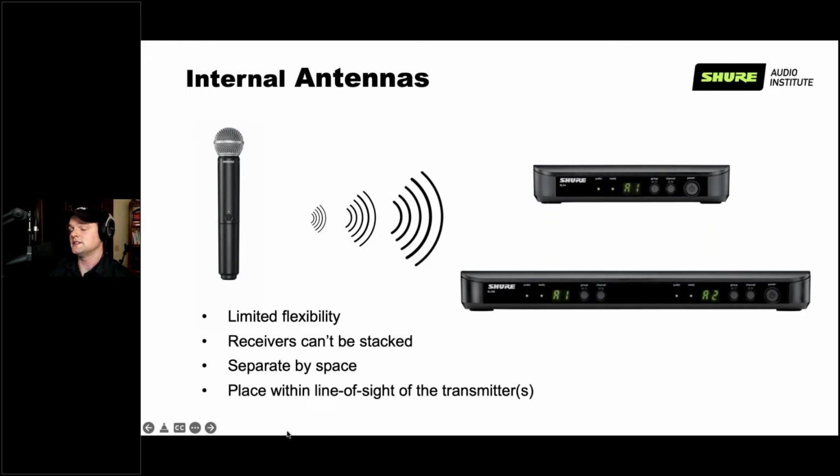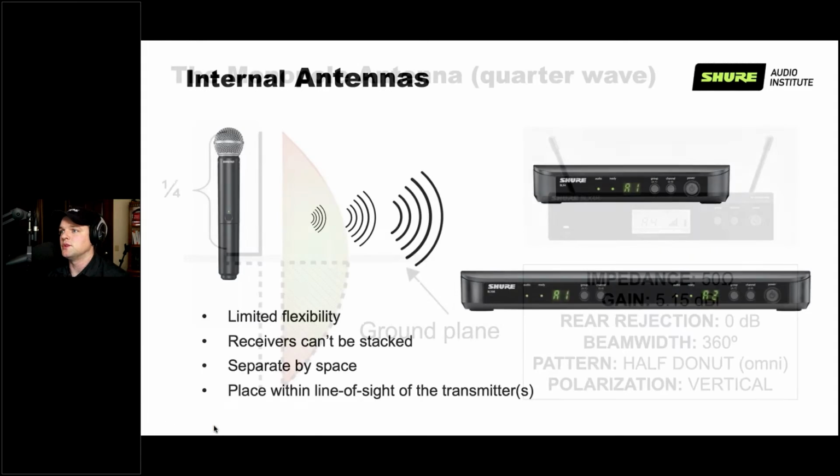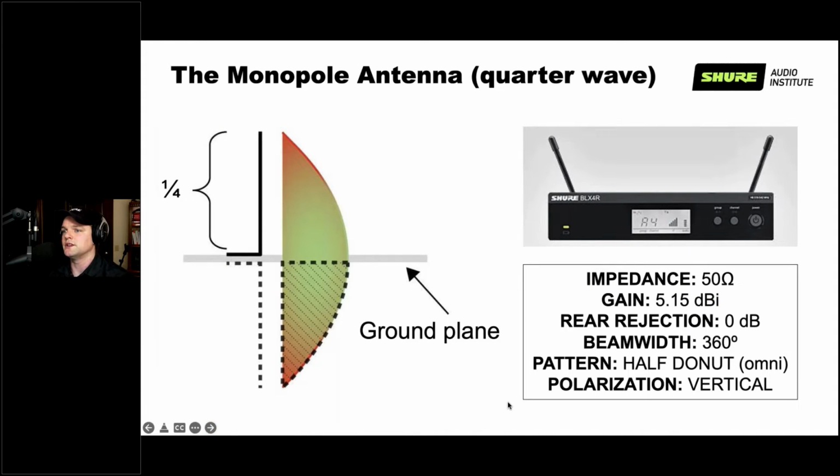Obviously, if you're making a system with a high channel count, you wouldn't want to go with something like this, because it's really difficult to get 12 channels of BLX all within line of sight without a shelving system on the side of the room. All right, so those are built-in antennas. Just be careful with those as far as stacking them and putting them near other metal sources.